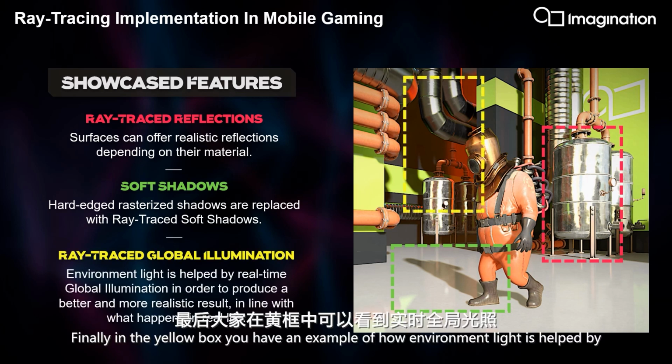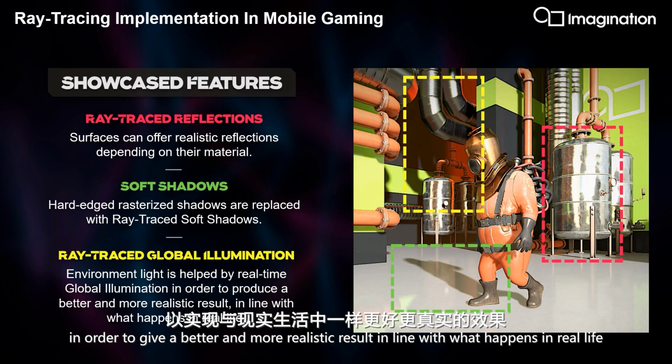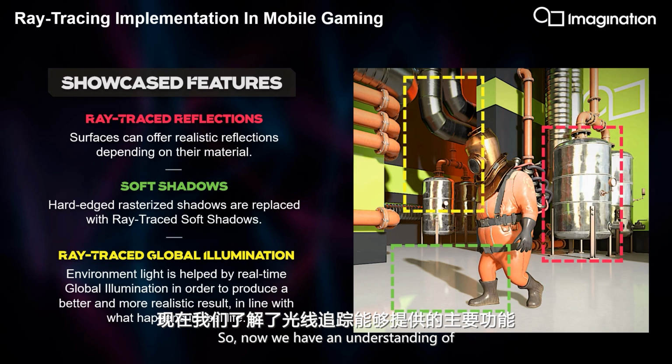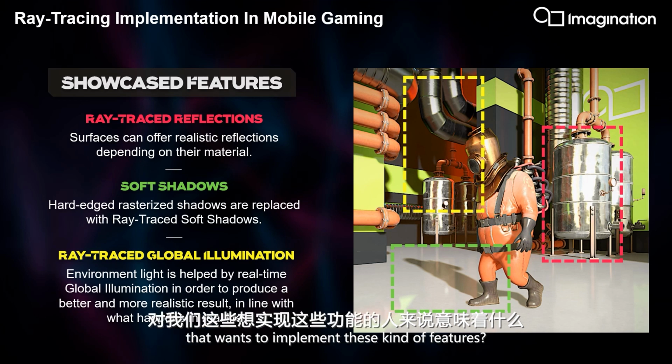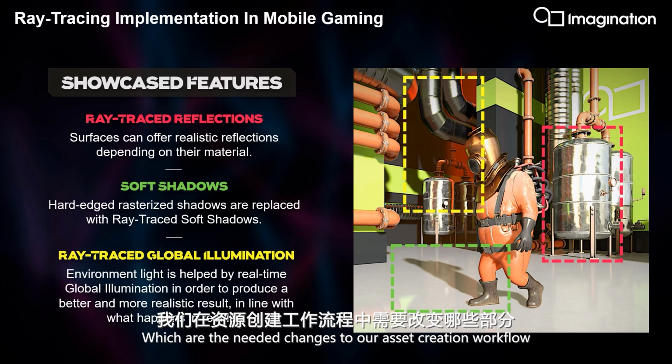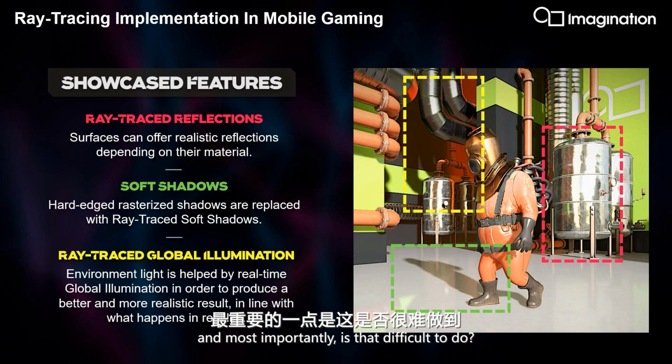Finally, in the yellow box, you have an example of how environmental light is helped by global illumination, real-time global illumination, in order to give a better and more realistic result in line with what happens in real life. So now we have an understanding of the main features that ray tracing is capable of providing, but what does it mean for us artists and developers out there that want to implement this kind of features? Which are the needed changes to our asset creation workflow that allow us to correctly visualize the assets inside the ray trace enabled engine? And most importantly, is that difficult to do?